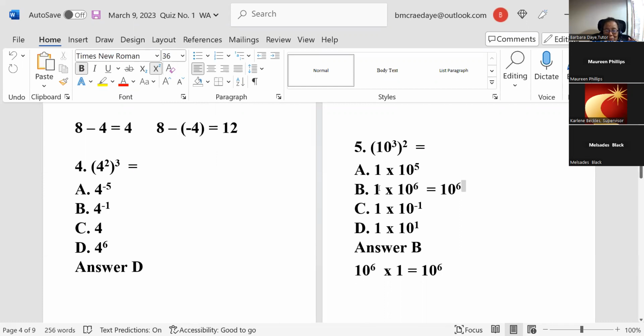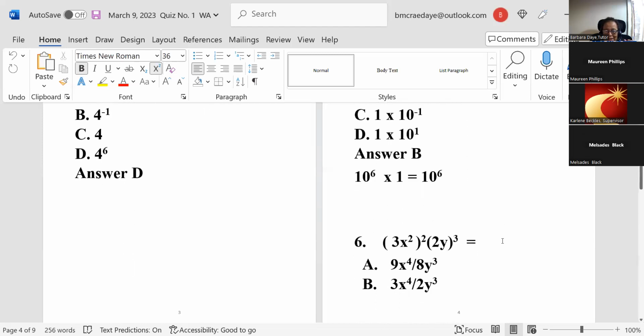Remember, this is basic math: one times any variable or number is equal to that same number. That doesn't change. Like 2 times 1 is 2, 3 times 1 is 3, minus 10 times 1 is minus 10, 100,000 times 1 is 100,000. Questions on number 5? No, thank you. All right.